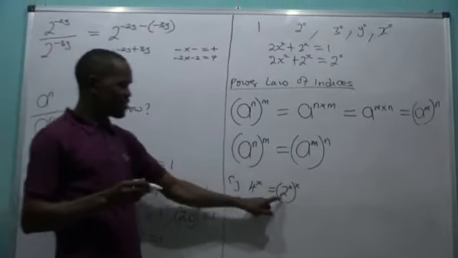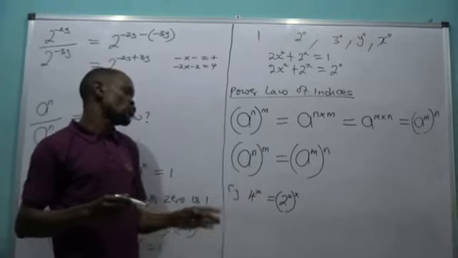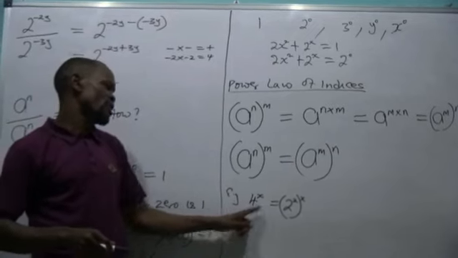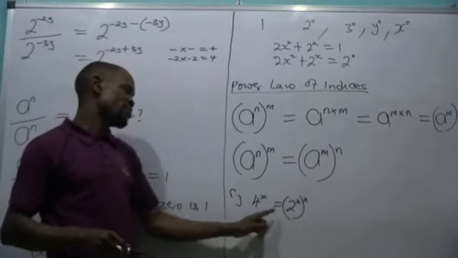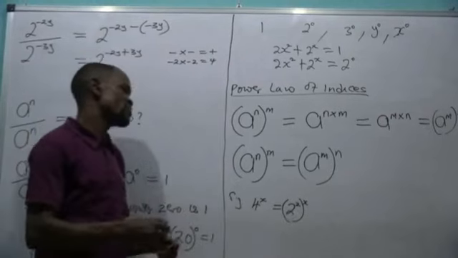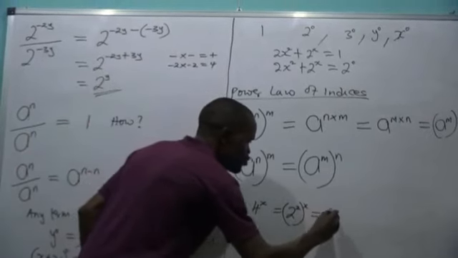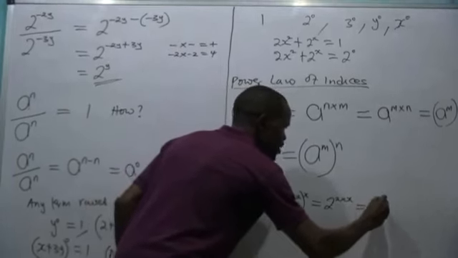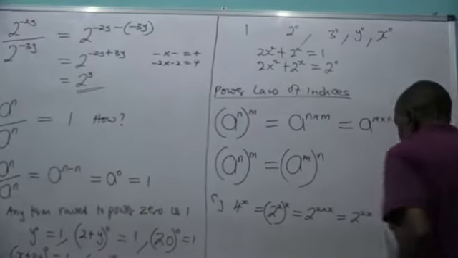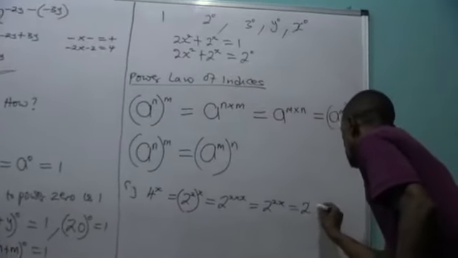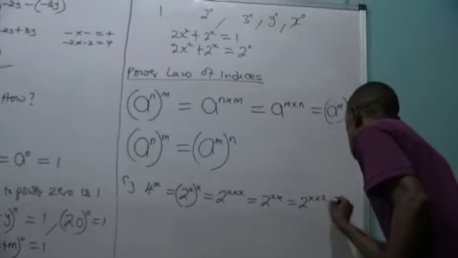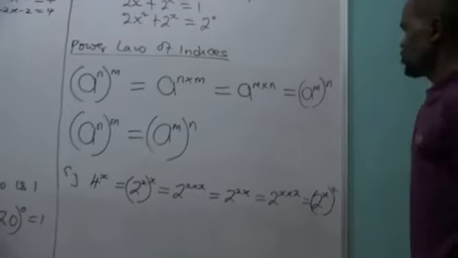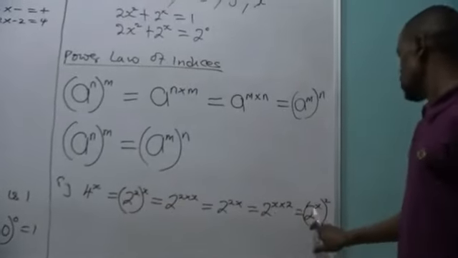4 raised to power x. I can reduce this base to the lowest base. By reducing it to the lowest base, what will I raise to give me 4? I say 2 raised to power 2 will give me 4. I've reduced it. The 2 is the lowest base of this man. And this will give me 2 raised to power 2 times x. And this will give me 2 raised to power 2x. And this will give me 2 raised to power x times 2. And this will give me 2 raised to power x or raised to power 2. So another way I can write this is this.